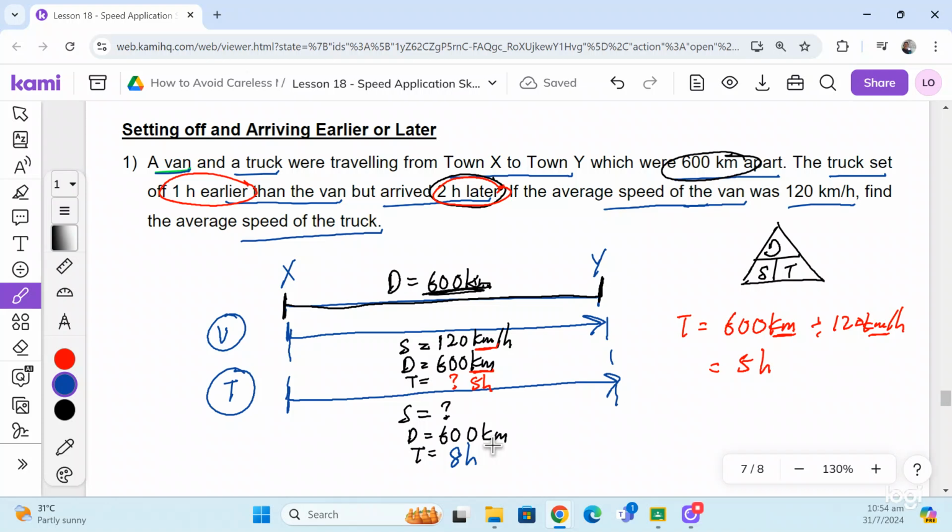And then now you can find the speed of the truck. So speed is equal to distance, right? Distance, write down the units, divide by time, which is 8 hours. And you take 600 divided by 8, right? If it's paper 1, you can't use a calculator. If it's paper 2, then you use a calculator. And you will get 75 km per hour, which is the speed of the truck. And you got the answer already, right?